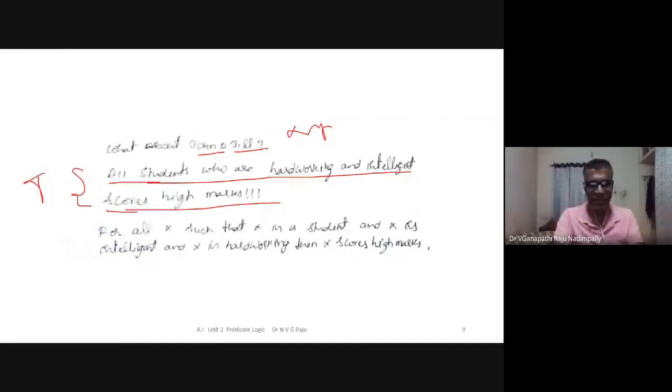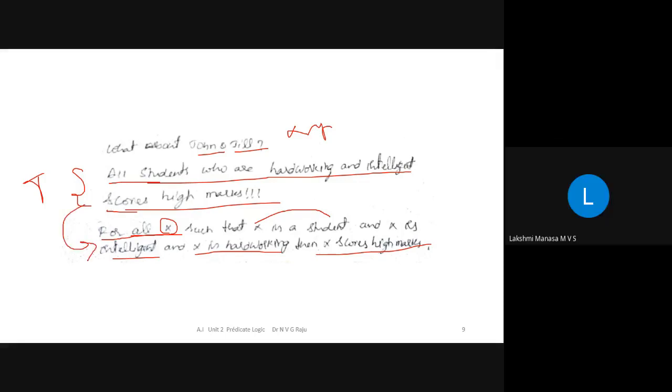Now, understand carefully. Here, wherever there is a student, I am representing it with X. Just look carefully. For all X, the same statement I am writing as for all X, where X is a student. If X is intelligent and X is hardworking, then X scores high marks. Can I interpret this statement in this way? Yes or no? Yes, sir.